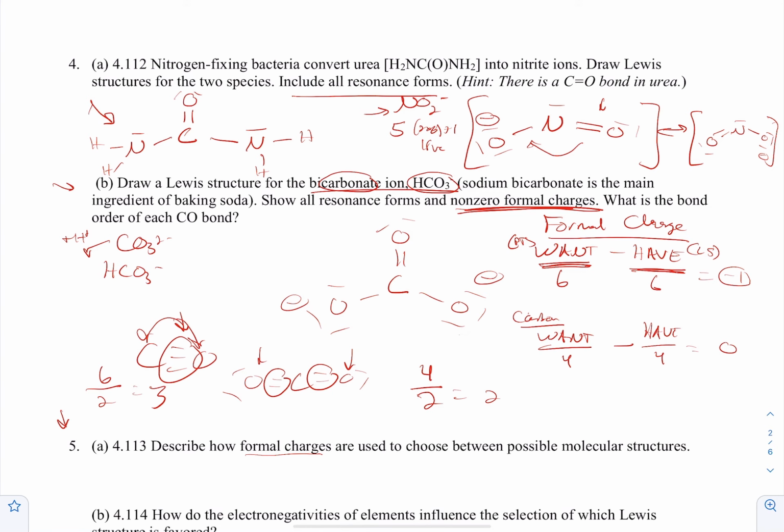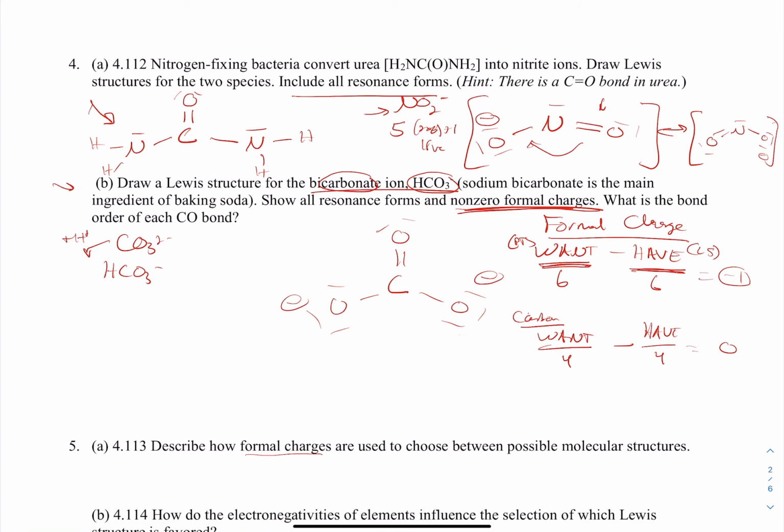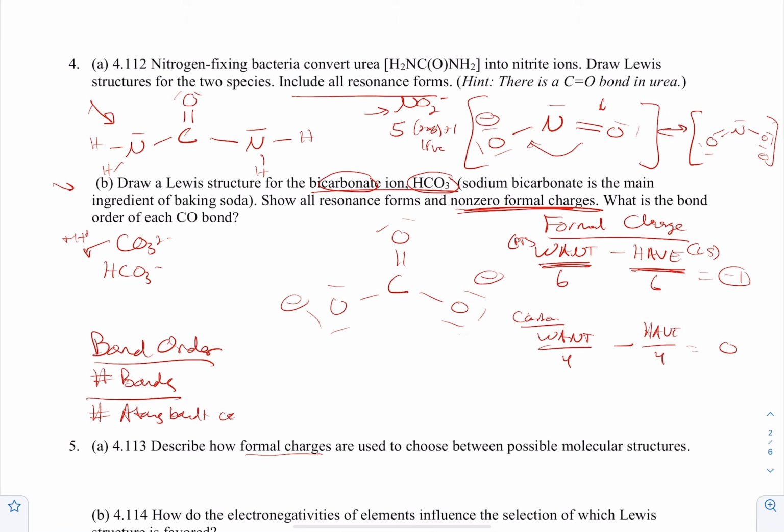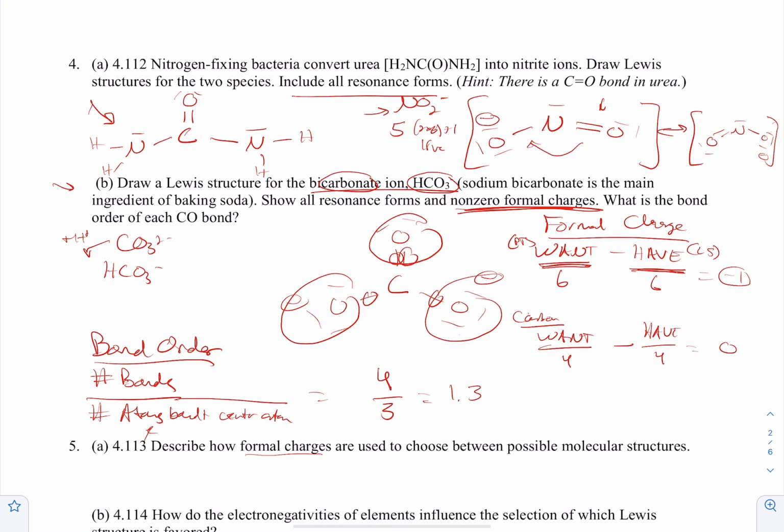Now it's important to recognize that you can have a non-whole number for bond orders. You can have something like 1.5 or 2.5 or 2.33. So for bond order, I'm just going to say number of bonds divided by number of atoms bound to the center atom. In this case, the number of bonds is 1, 2, 3, 4, so we've got 4. And how many atoms are bound to the center atom? We've got 1, 2, 3. So that's going to be a 1.333 bond order.